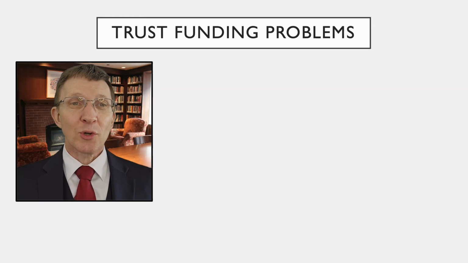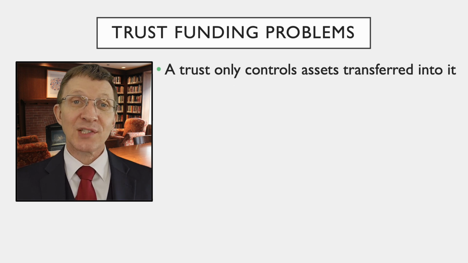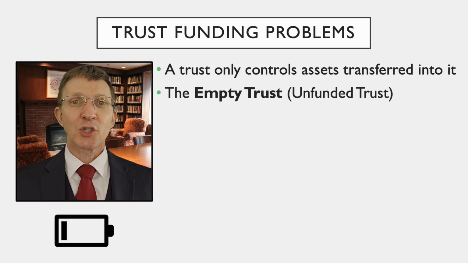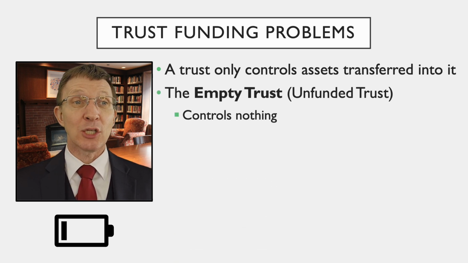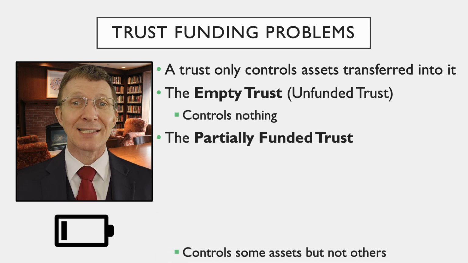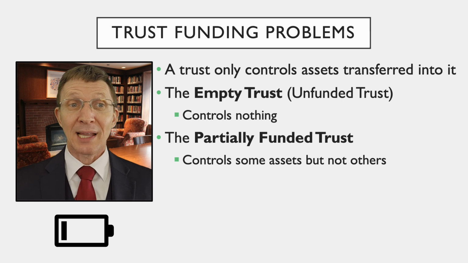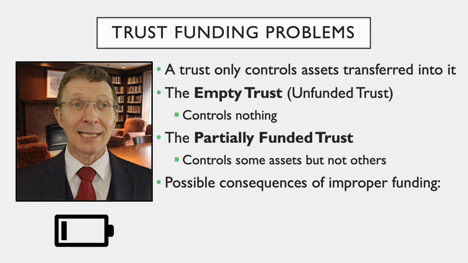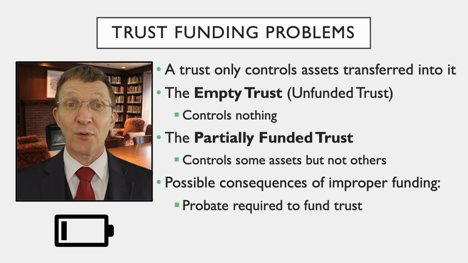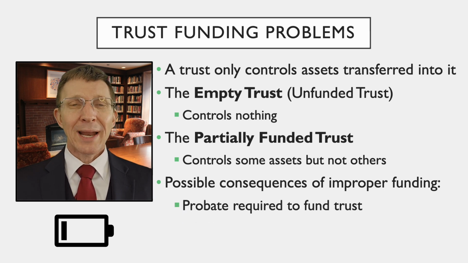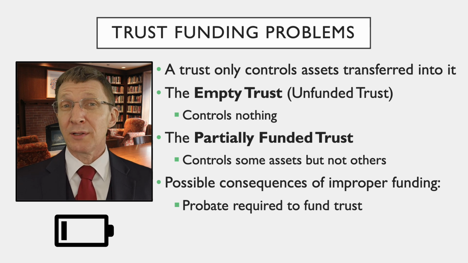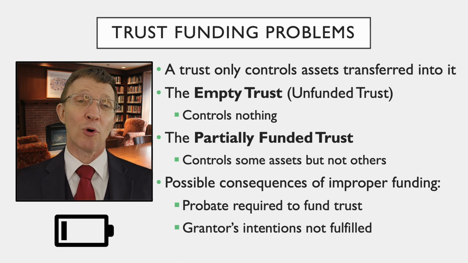Your trust only controls the assets that you have funded or transferred into it. If you don't transfer any assets into your trust, the trust is empty or unfunded. Such a trust controls nothing and is fundamentally useless. Similarly, a partially funded trust controls only the assets that were transferred into it, not other assets that the grantor intended to put into it. If the grantor becomes incapacitated or dies, a probate court action may be required to fully fund the trust. Furthermore, the grantor's property may not be distributed according to the grantor's intentions even after a probate proceeding.